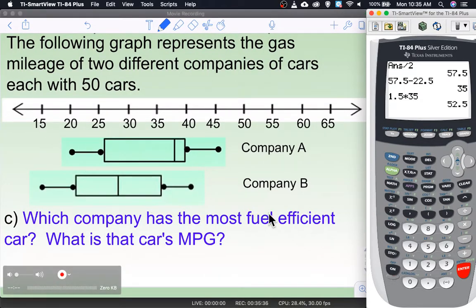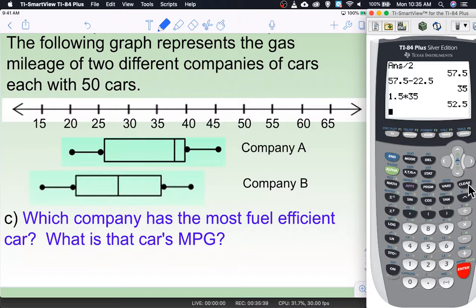Which company has the most fuel-efficient car, and what is that car's miles per gallon? Pause the video and do that one on your own right now.